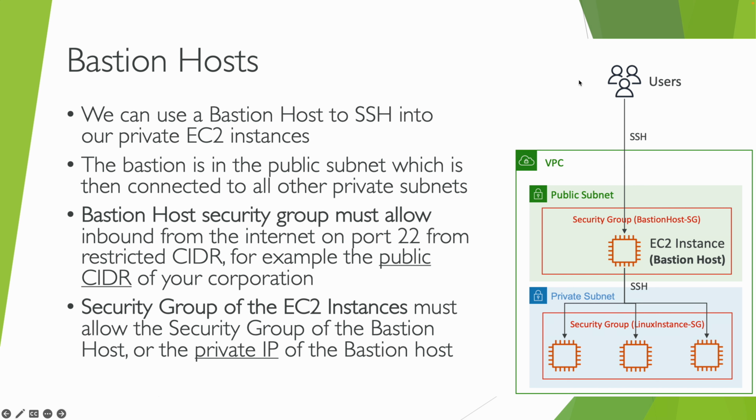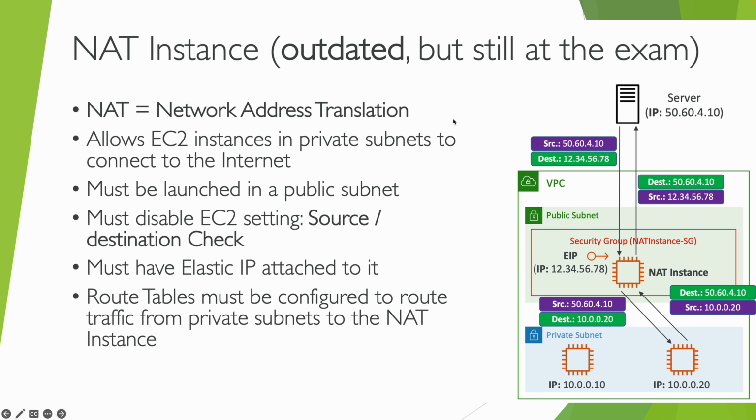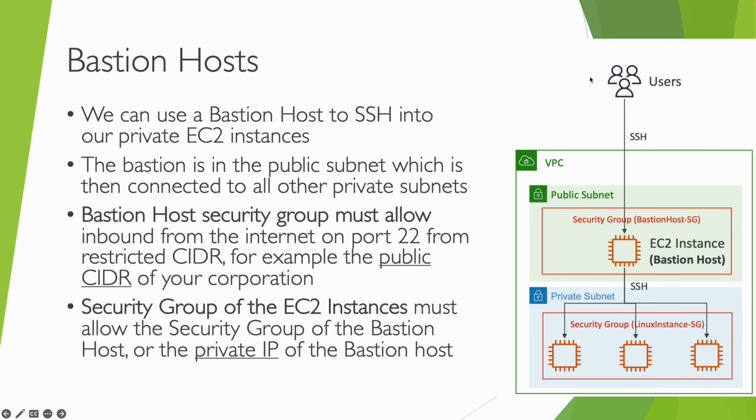So say my company has an IP of some 10.250 or 192 something. That is a static IP and that won't change for my company. So what I'll do is allow only that IP to the Bastion host, and from this Bastion host we'll connect to other private subnets. The security group of the EC2 instance must allow the security group of the Bastion host or the private IP of the Bastion host.